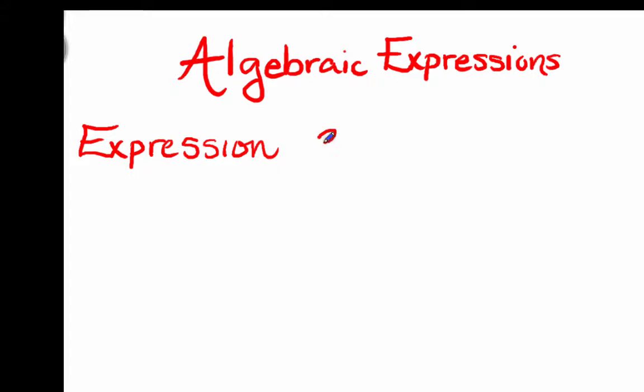So, for example, the expression 3 plus 3 is a numerical expression because it has two numbers and an operation sign. Another more complex expression is 4 times 3 plus 6. We do 4 times 3 first and we get 12, plus 6 is 18. This is an expression because it has a combination of numbers and operations.